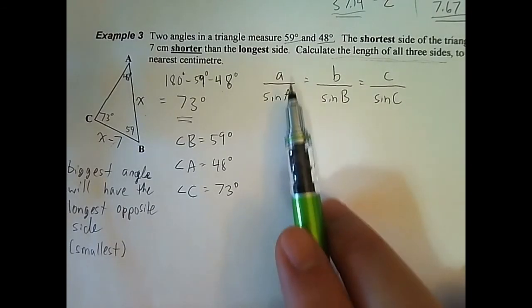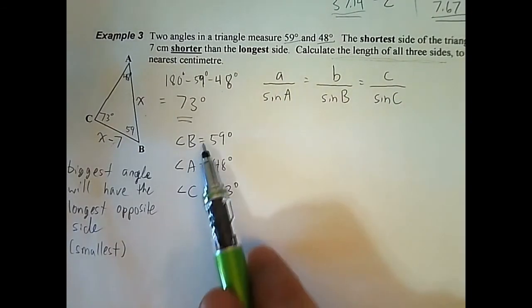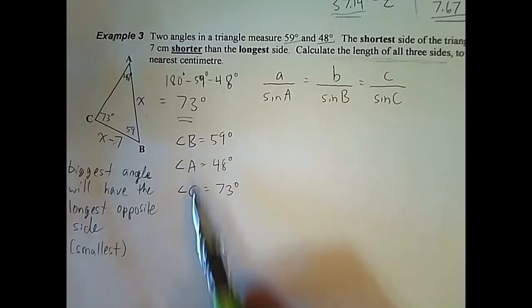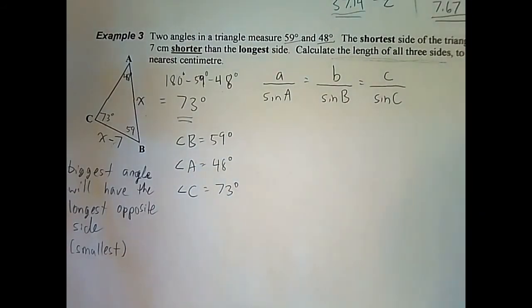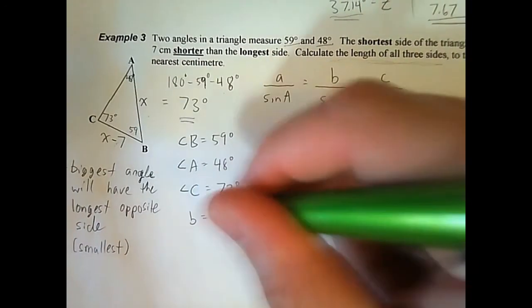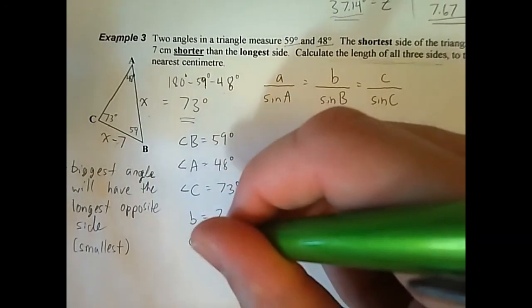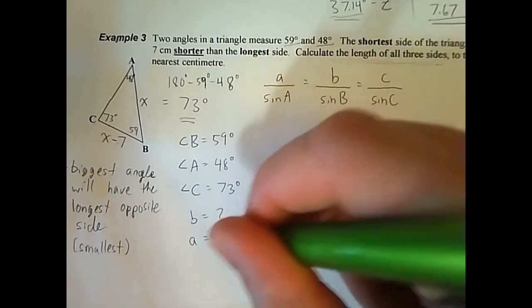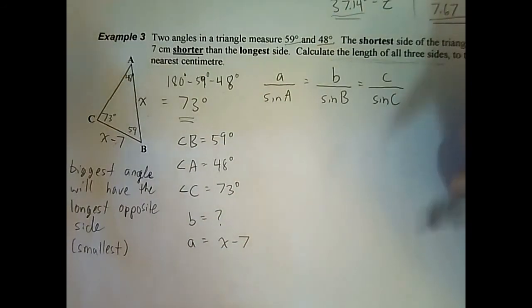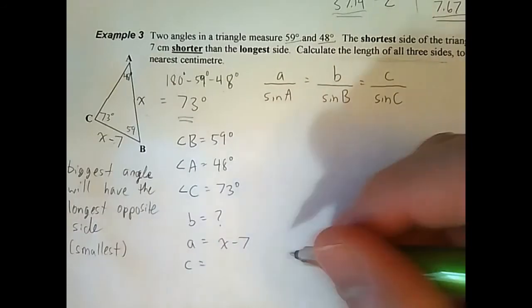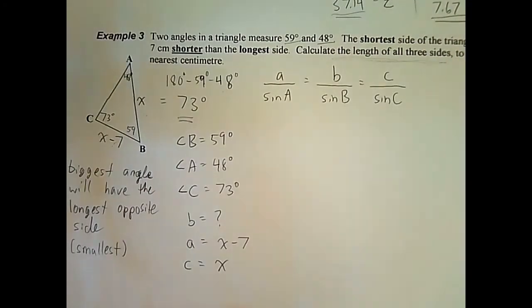So we have our ratios. We have the sides at the top. I have my angles here, angle B, angle A, angle C. What about my side lengths? Well, side B, I don't know. Side A, we do know, x minus 7. And side C, we know is x.